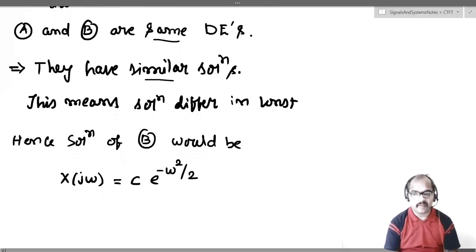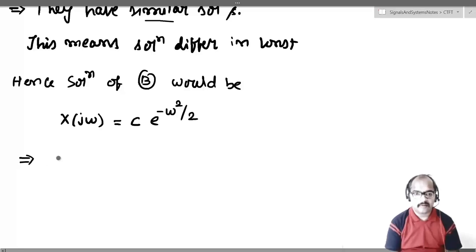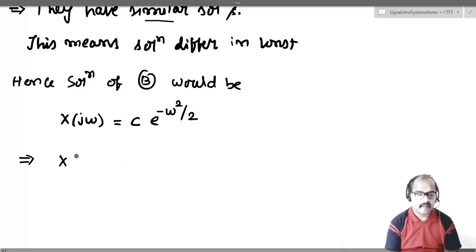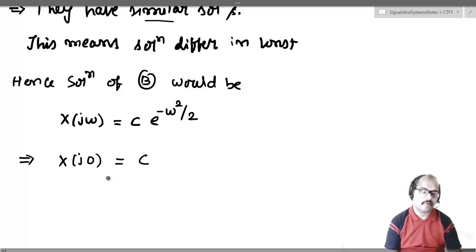But what is c? How do you get c now? Everything boils down to finding the scaling factor c. So what happens if I replace omega with 0 here? We get x of j0 equal to c. So c is just the Fourier transform of the signal at omega equal to 0.